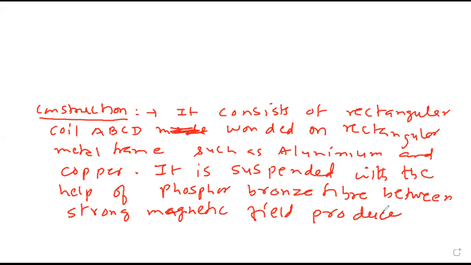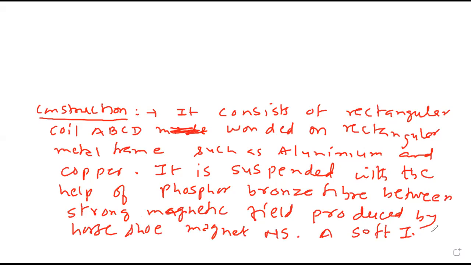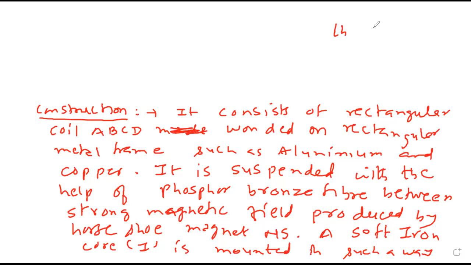produced by a horseshoe magnet NS. A soft iron core is mounted in such a way that the coil can rotate freely. Copy this much.